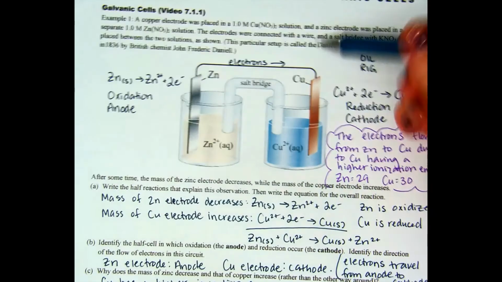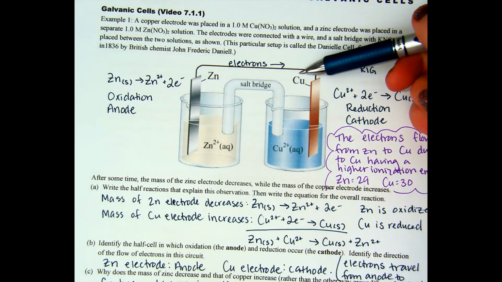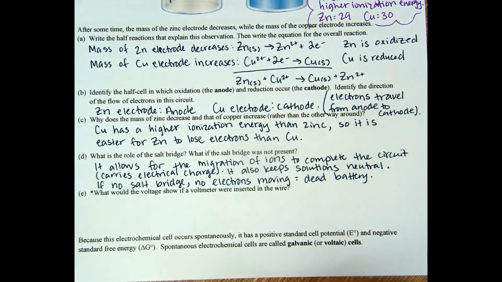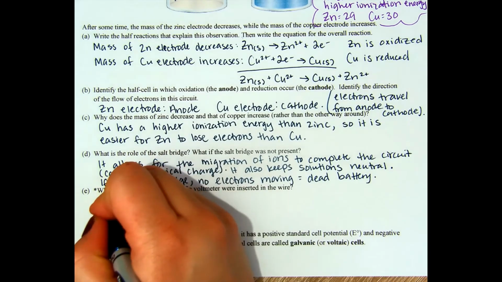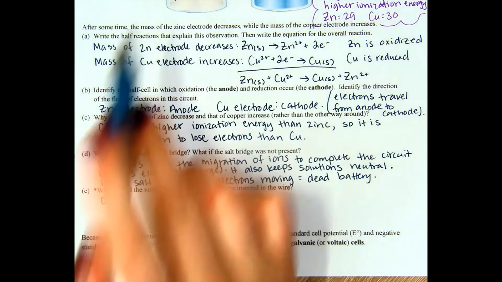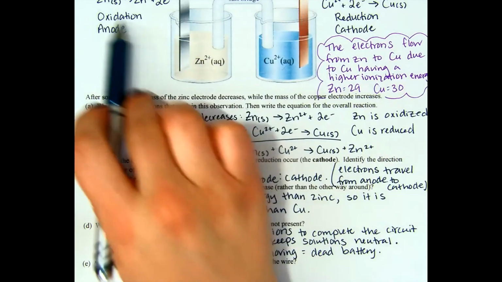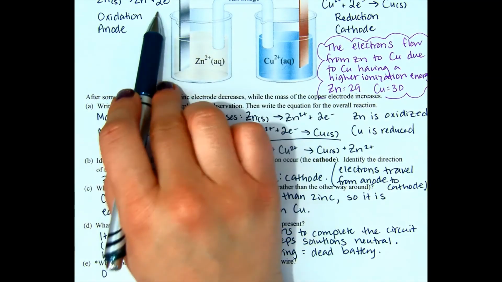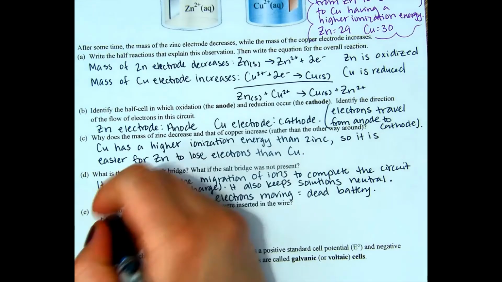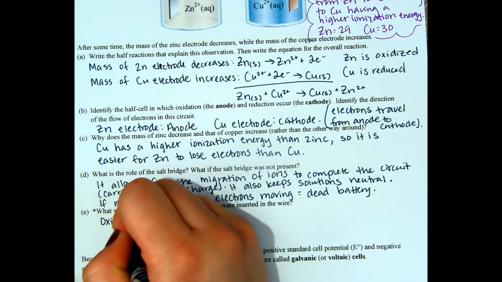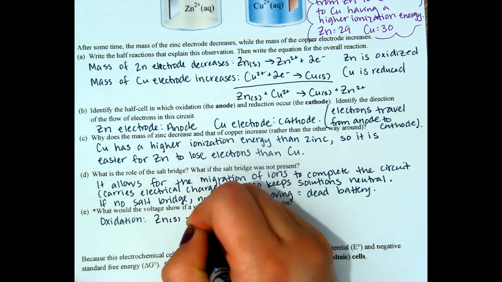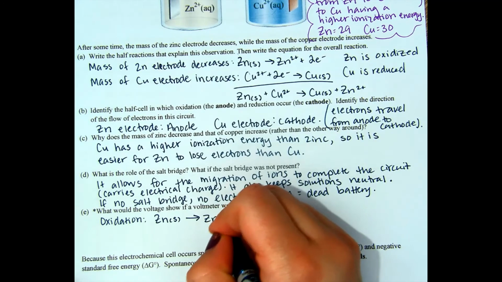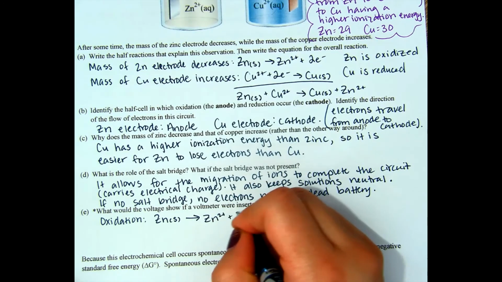So if you took a voltmeter and you measured the voltage in this wire, what would it show? So let's take a look first at our half reactions to see how we solve for this. Looking first at our oxidation reaction, that's the zinc side, right? So that's going to be our anode right here. So zinc getting oxidized. So oxidation is solid zinc yielding zinc 2 plus ions plus 2 electrons.